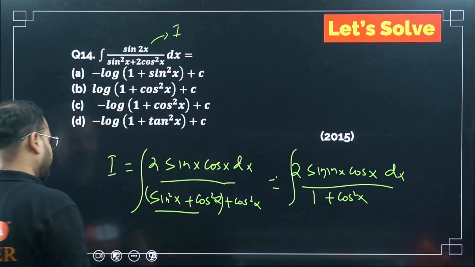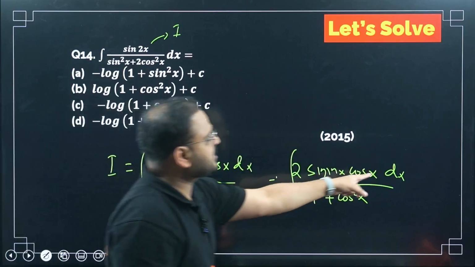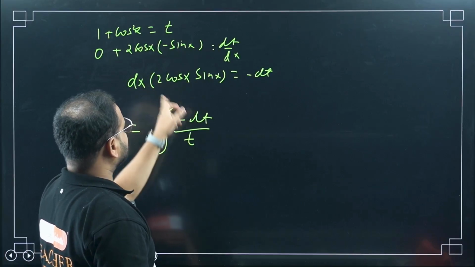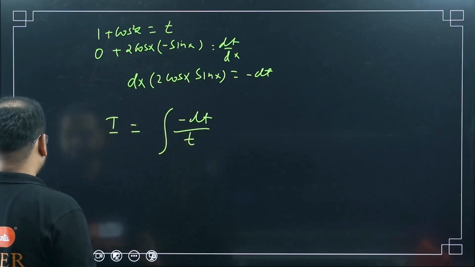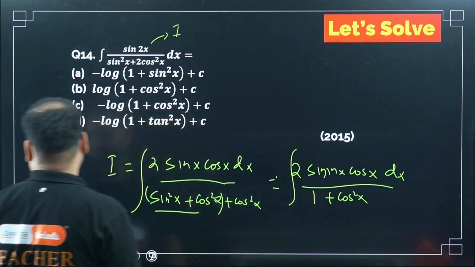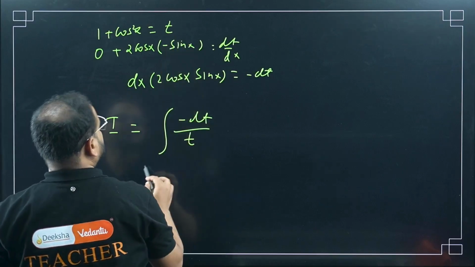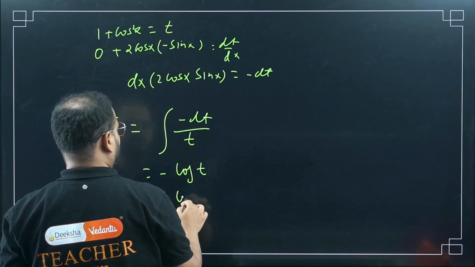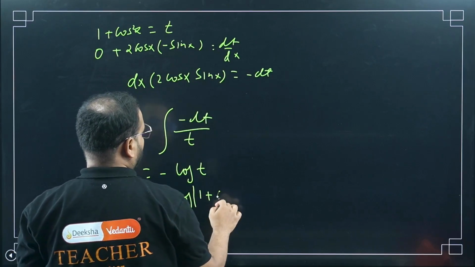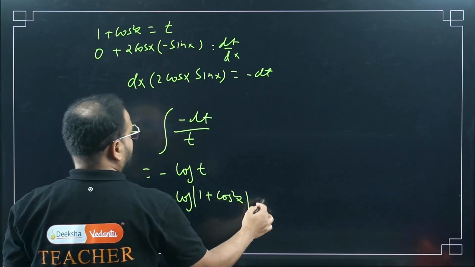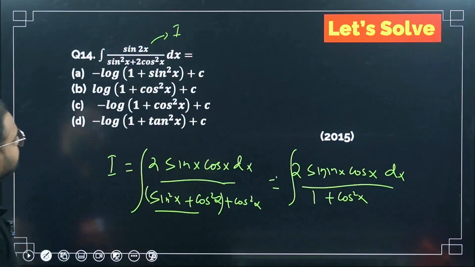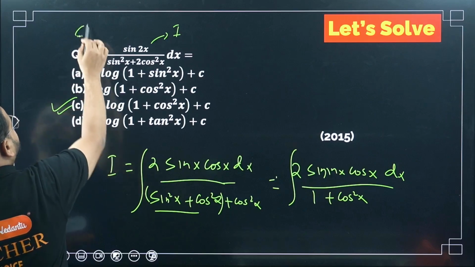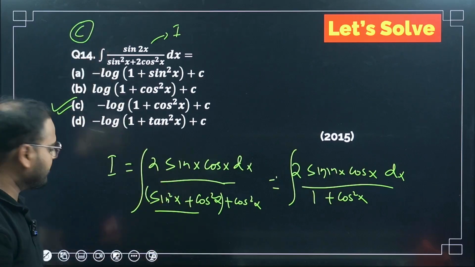Have a look. 2 sin x cos x dx. So I can write it as minus dt, with 1 plus cos square x as t. What is my answer? Minus sign will be outside, log of t. How much is this? Minus log of 1 plus cos square x plus c. Any option like this? Please have a look. Right? C. Yes, fair enough, simple enough.